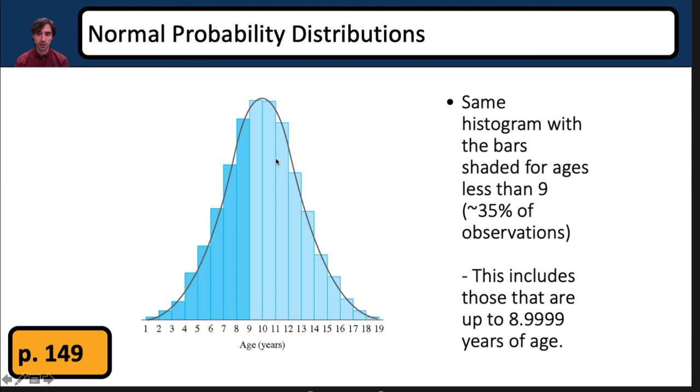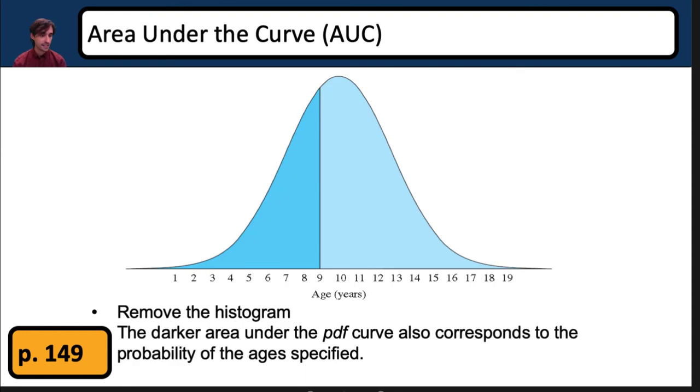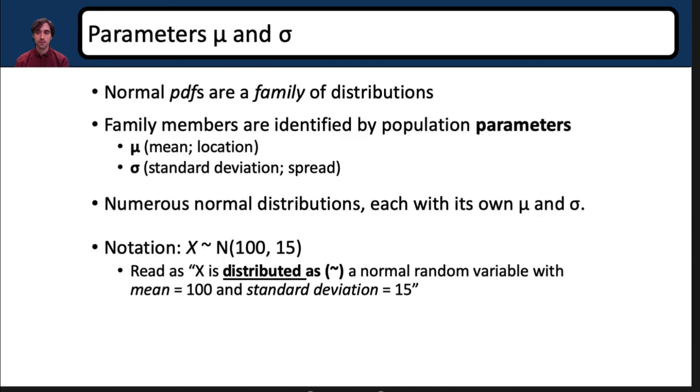So this is just showing the darker parts of the histogram correspond with all ages less than or equal to 9. So that's approximately 40% of the observations. All right, this is the exact same thing. So if you remove the histogram, you still have that gray area. It also corresponds with the ages that are specified. So yeah, this is the area under the curve.